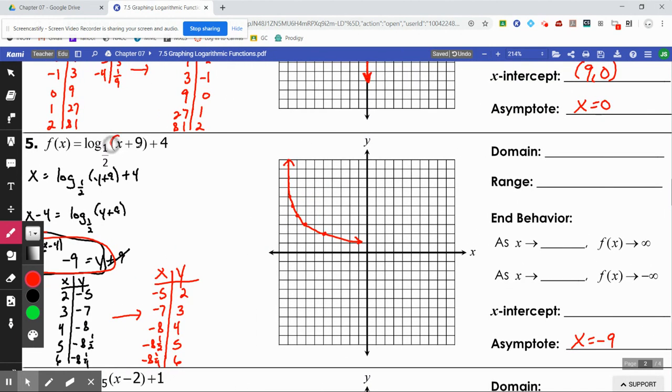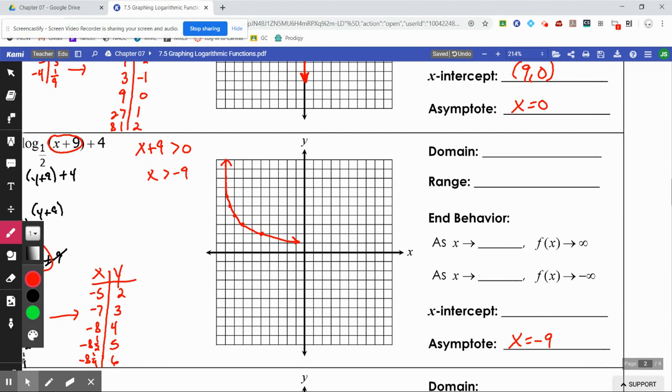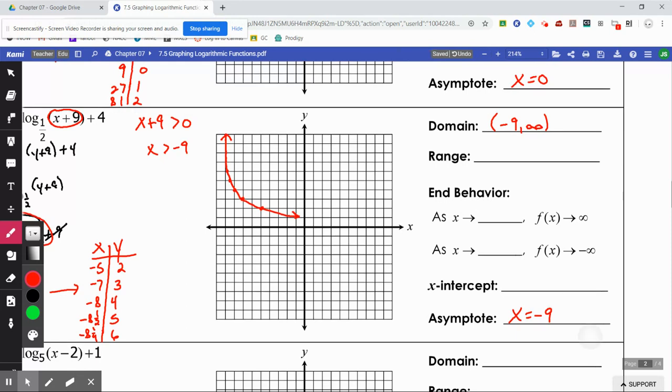This value from your original function, you cannot take the log of a 0 or negative. So x plus 9 has to be greater than 0. When you move that over, you get a picture of where your asymptote line is going to be. Your domain values have to be from negative 9 to infinity. So you see that asymptote line there. Your range, however, again, is negative to positive infinity.